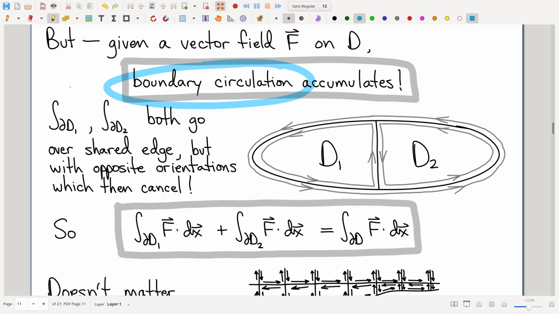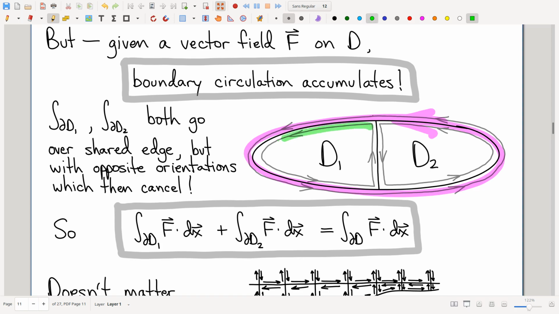So let's draw sort of a quick picture. Here is the domain on which we would compute the boundary circulation of the whole. Here is the domain on which we would compute the boundary circulation of the left piece. And here is the domain on which we would compute the boundary circulation of the right piece. It doesn't look like they're the same.